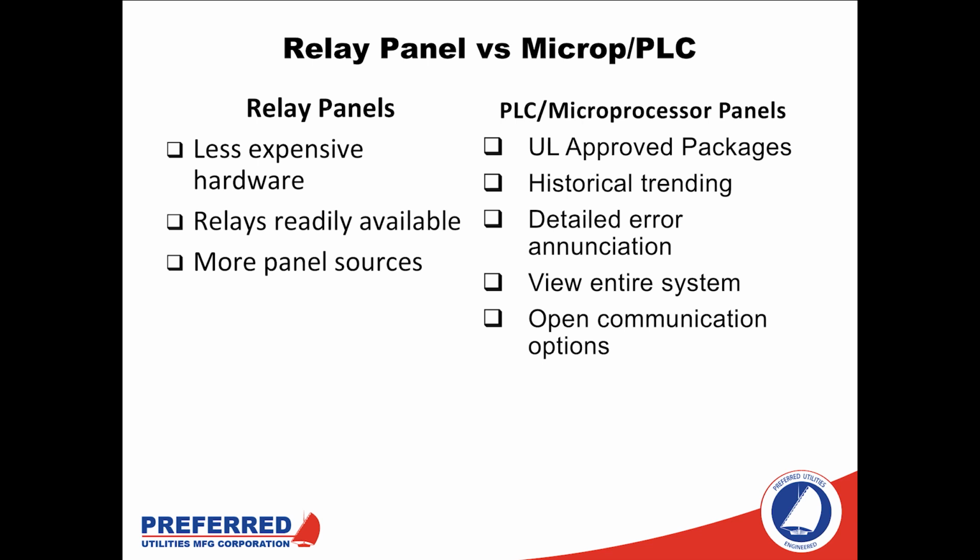But as we mentioned, the detailed error enunciation and recording for PLC and microprocessor panels is going to be almost required for any mission critical application. That, along with the fact that the packages can be UL approved, we're going to have much more visibility so that the person showing up to operate, test, or respond to an alarm is going to get the amount of information that they need immediately.